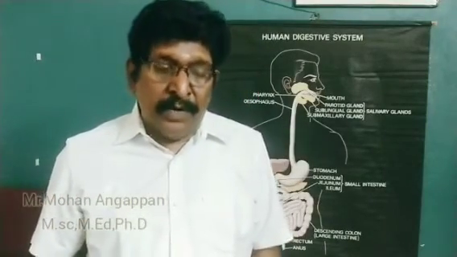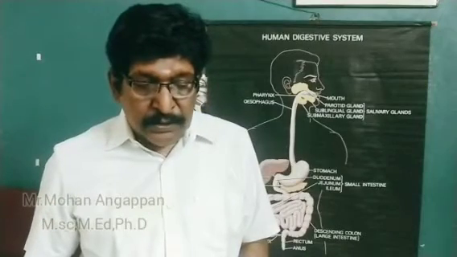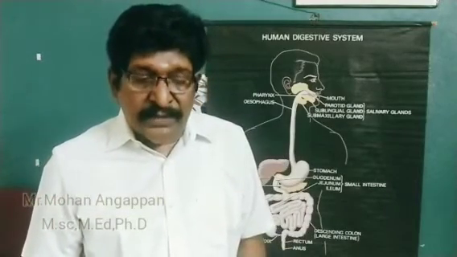This pharynx has three parts. The upper part is called nasopharynx, the middle oropharynx, and the innermost or lowermost laryngopharynx. Nasopharynx, oropharynx and laryngopharynx. Uppermost nasopharynx, middle oropharynx and the lowermost laryngopharynx.